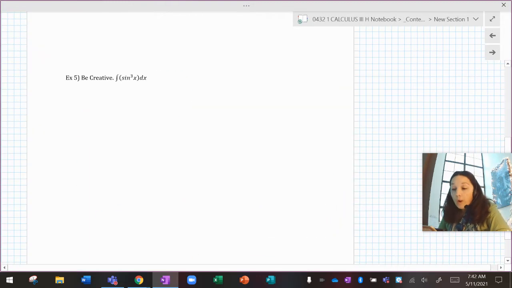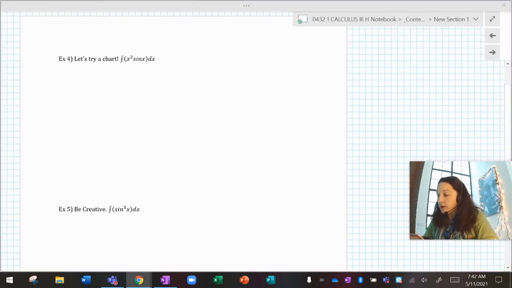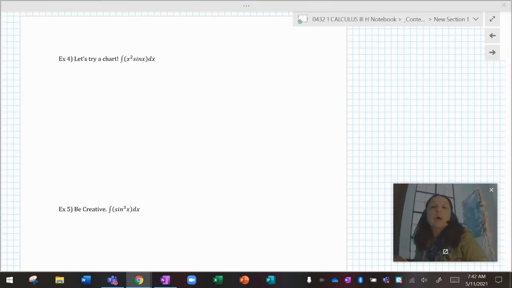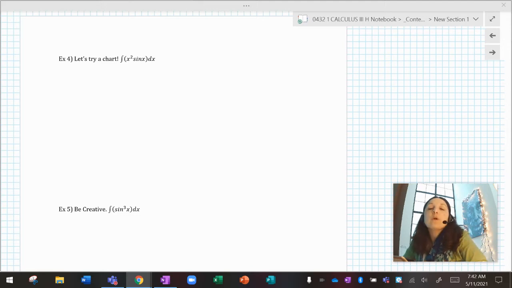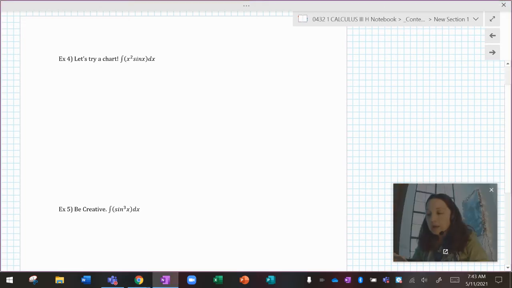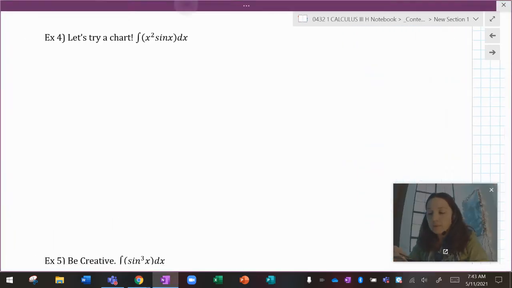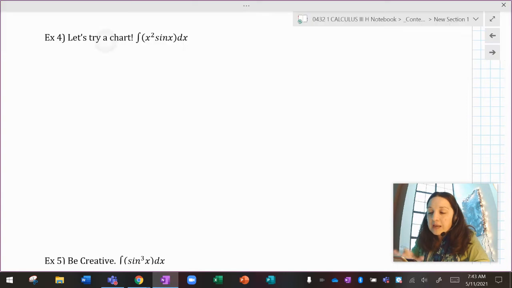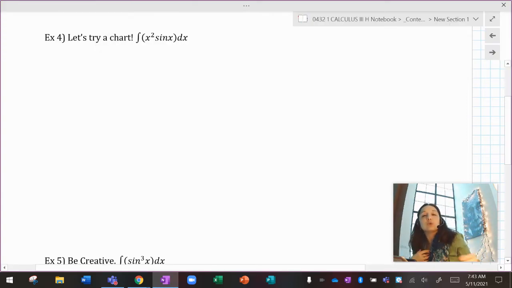What next? Let's try a chart. What's a chart? All right. So sometimes when you do integration by parts, you have to do it over and over and over again, and it gets really tedious. It works, but it gets really tedious. So before we try this chart, I just want to show you what would happen with this one if I did integration by parts. And if you want to skip writing this down, go right ahead. This is one of those times where I'm going to show you how annoying it is to show you why we have another method of doing integration by parts.